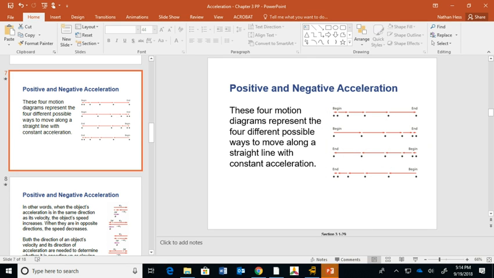Here are the velocity vectors. I don't know why it's not letting me work here, sorry.